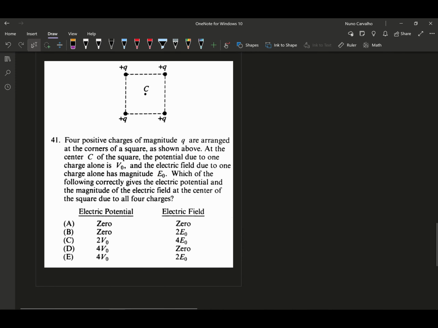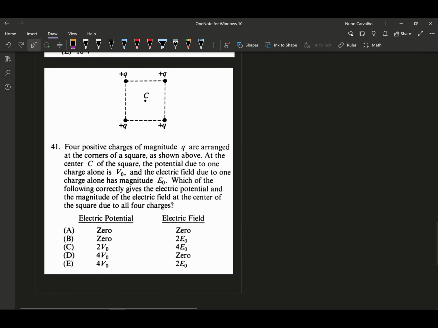For number 41, we're told that 4 positive charges of magnitude Q are arranged at the corners of the square, as shown above. At the center C of the square, the potential due to one charge alone is V0, and the electric field due to one charge alone has magnitude E0. Which of the following correctly gives the electric potential and the magnitude of the electric field at the center of the square due to all 4 charges?